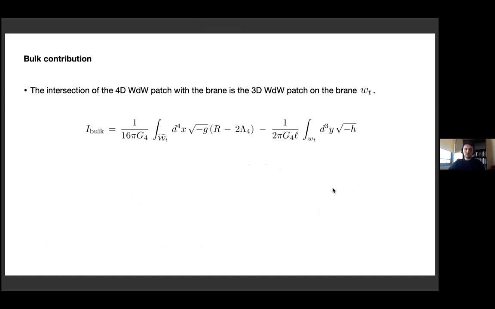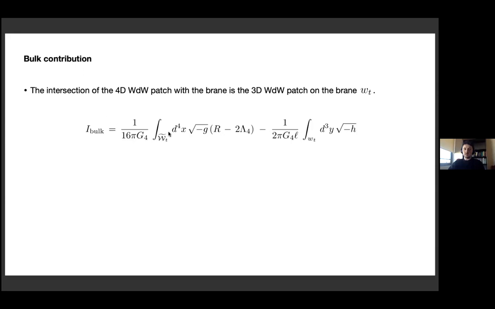The first term that contributes to the late time growth is the bulk contribution in the 4D Wheeler-DeWitt patch, and this term consists of two different terms. The first one is the Einstein-Hilbert term of the 4-dimensional Wheeler-DeWitt patch, and the second one is the value of the brane action on the intersection of the 4D Wheeler-DeWitt patch with the brane. That intersection is just the 3-dimensional Wheeler-DeWitt patch that you would draw in the brane.